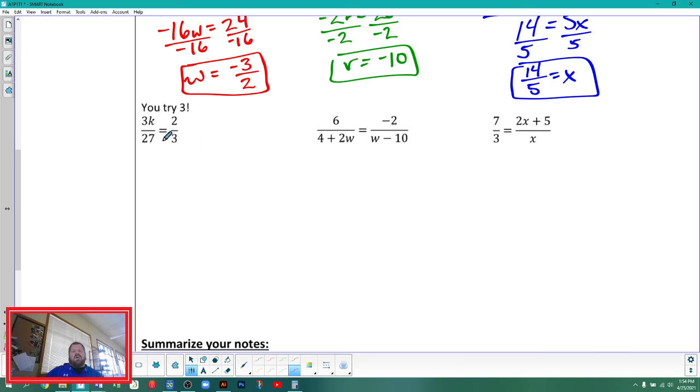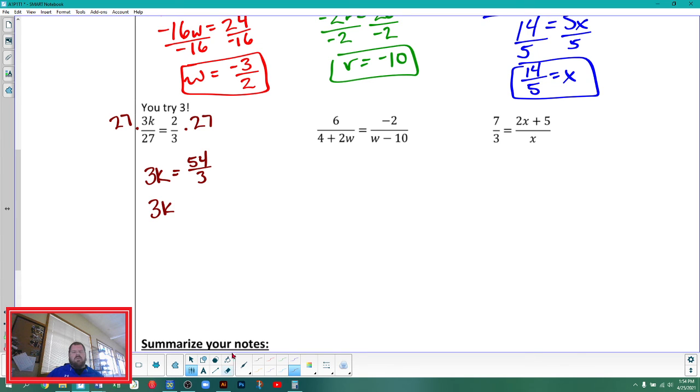Hopefully you had a chance to do that. Let's go ahead and see how you did. This one I'm actually going to just use my solving equation strategy and show you what that looks like. You might have used cross products, and that's totally okay. I'm going to multiply both sides by 27, and I'm actually not going to reduce anything. I'm just going to see what we get here. That's going to be 54 over 3. I am going to reduce that.